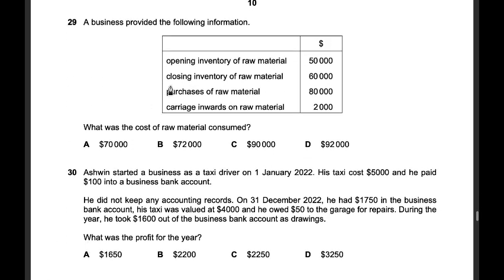Question 29. A business provided the following information: opening, closing, purchases, carriage inwards, cost of raw material consumed. Basically, cost of sales of an income statement. So, what we do is opening, that is $50,000, plus purchases, $80,000, plus carriage inwards, $2,000, minus our closing inventory. Alright, what is our closing inventory again? Our closing is $60,000.